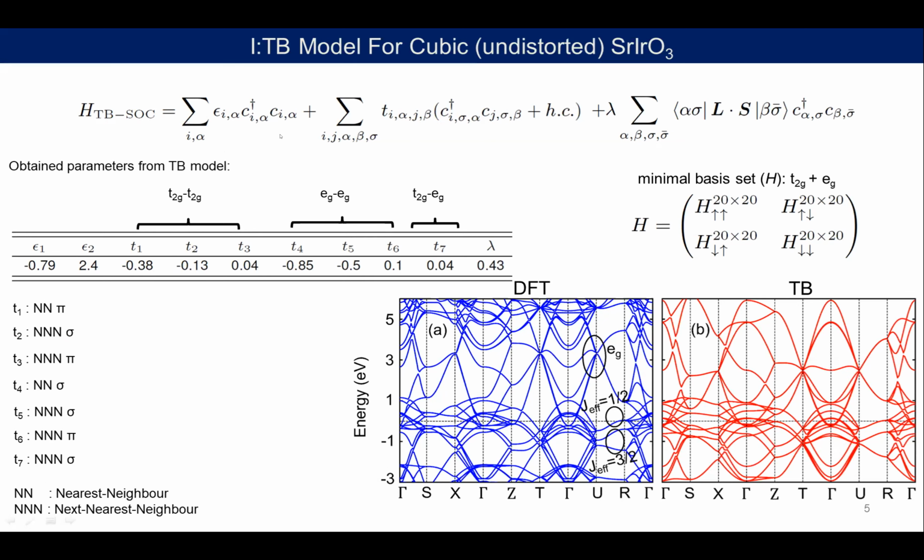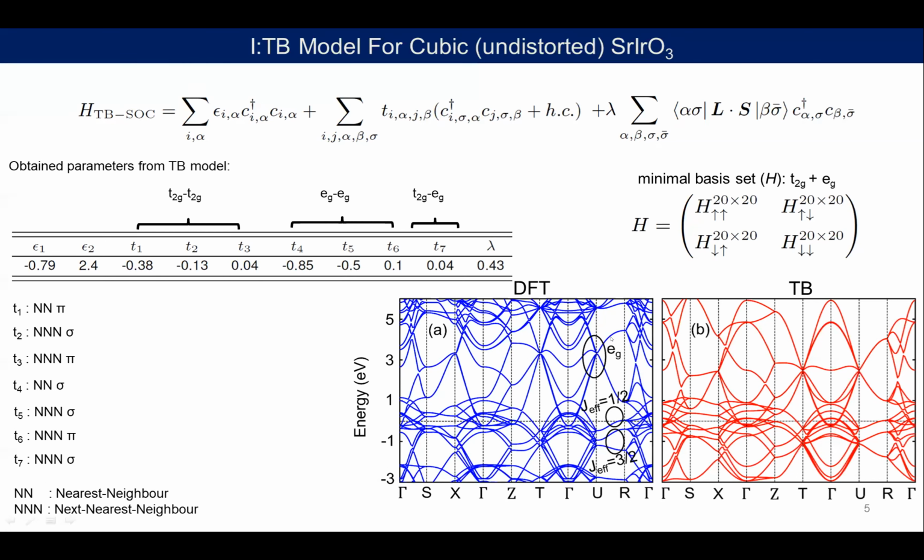So the model Hamiltonian is the following. The first term represents the on-site energy. The second term is the tight binding interaction, where t is the hybridization strength of the orbitals, whereas c dagger and c are the creation and annihilation operators. And the last term of this Hamiltonian is the spin orbit coupling, where all the terms are written in the second quantization formalism.